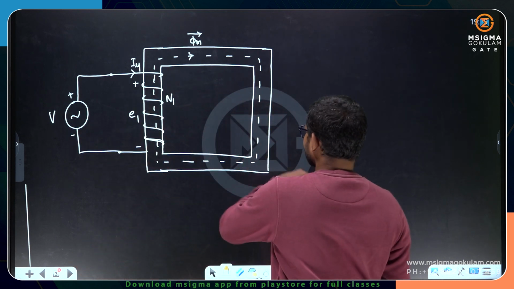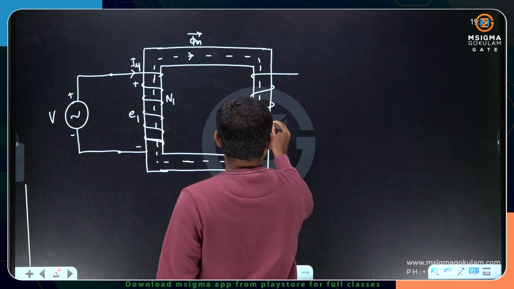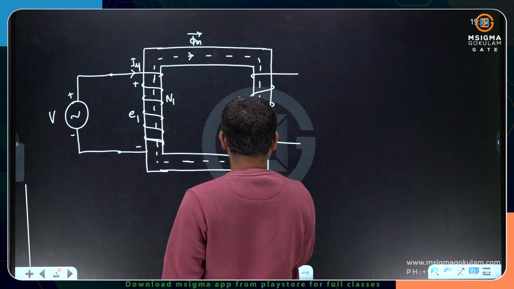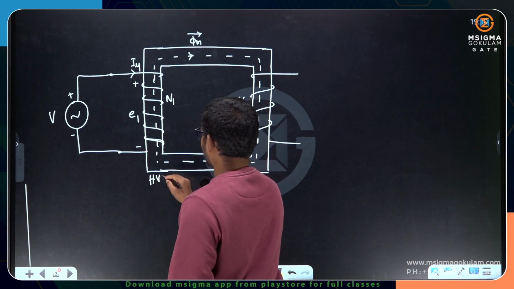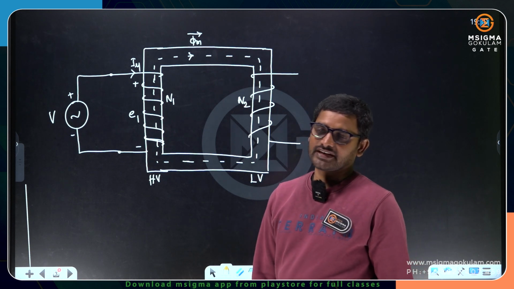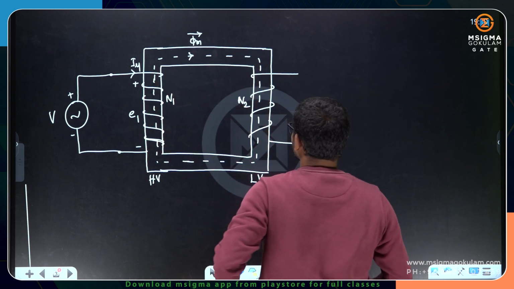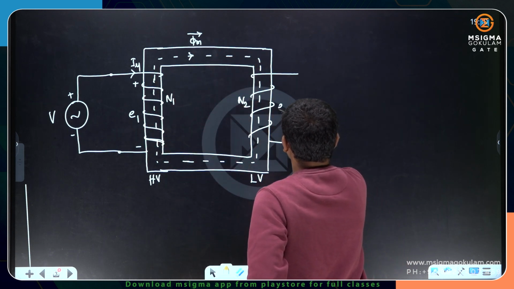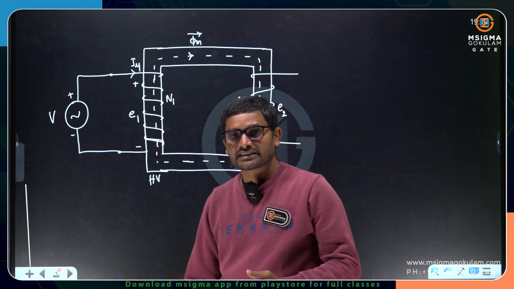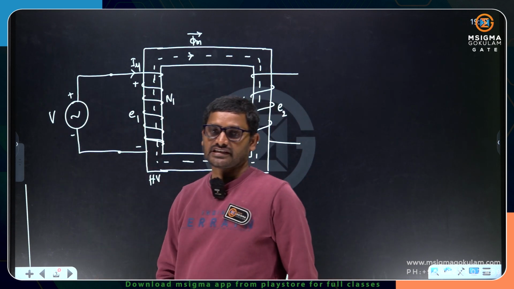Even on the secondary side, I can represent here. This is N2. Let me represent this as LV and this as the HV side, because more number of turns means HV, less number of turns means LV: low voltage winding and high voltage winding. Now here also, as flux is linking with the conductors, an EMF is going to be induced. We have seen in the no load operation that the secondary EMF cannot satisfy Lenz's law, whereas the primary EMF is able to satisfy Lenz's law.